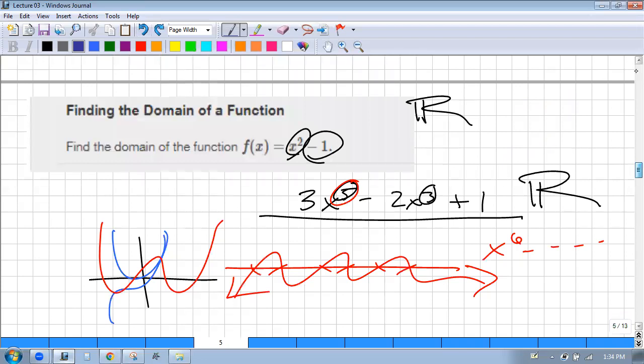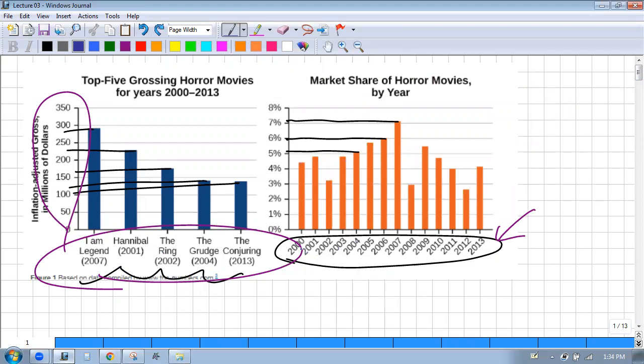Like up here, this is not a continuous line, right? So the domain isn't, you don't have 2000.79. That's not in the domain. You have 2000, you have 2001, right? This is what we'd call discrete, whereas this is continuous.